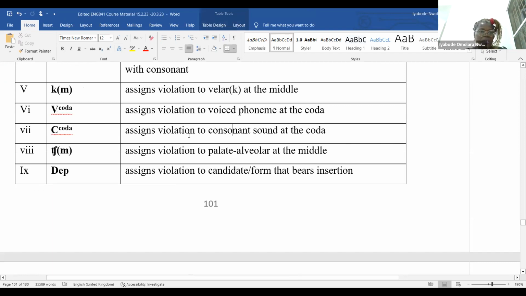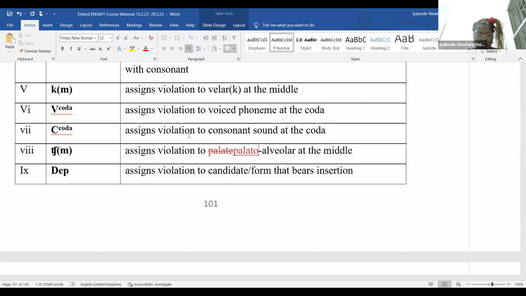Okay, let me see. Then we have the KM. It assigns a violation to pillar key as the medium. Then we have the V coda, assigning a violation to voiced phonemes at the coda. Then we have the C coda. Now this one is a consonant sound at the coda. Then Chi assigns a violation to palatal, it actually should be palatal alveolar.